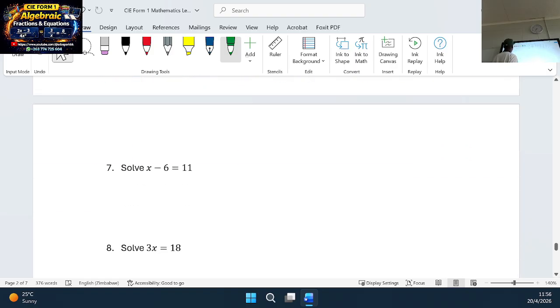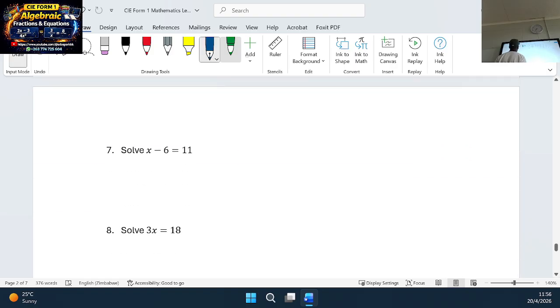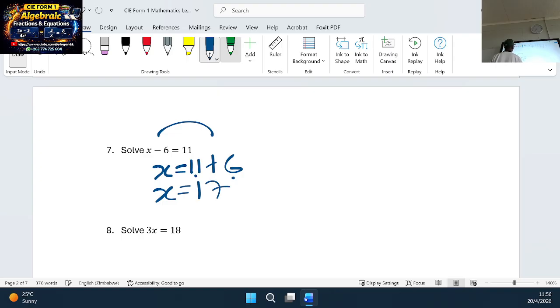Then moving to the seventh problem, we're interested in solving a linear equation. Here we can try the change sign rule, where we are saying when negative 6 crosses, we will remain with x here, equal to, in front of 11, we'll now have positive 6. So x will actually be 11 plus 6, it gives us 17.